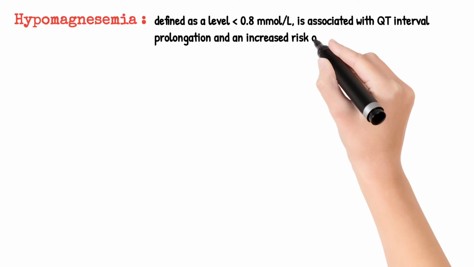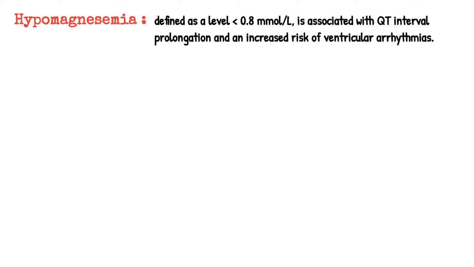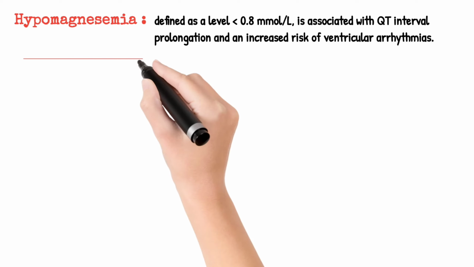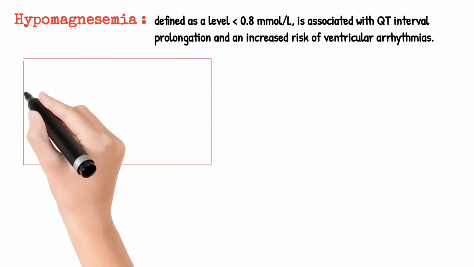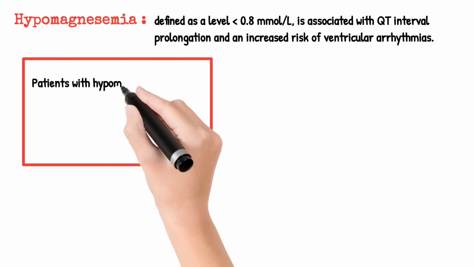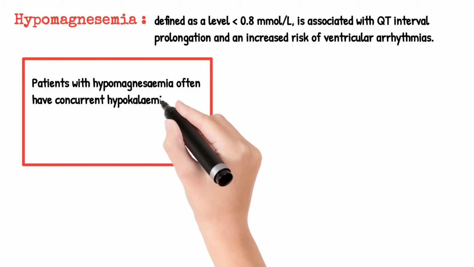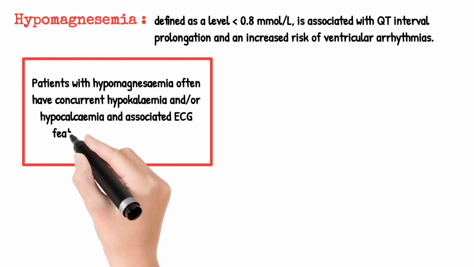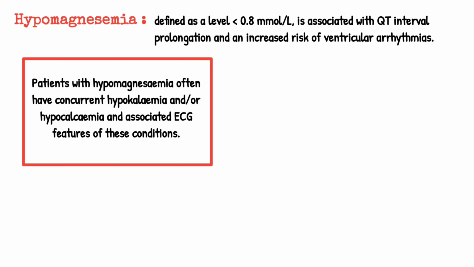which is associated with QT interval prolongation and an increased risk of ventricular arrhythmias. Patients with hypomagnesemia often have concurrent hypokalemia and/or hypocalcemia and associated ECG features of these conditions.